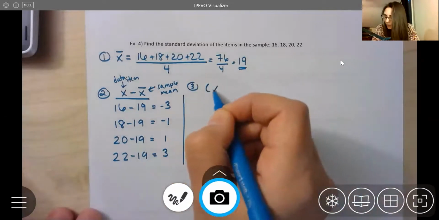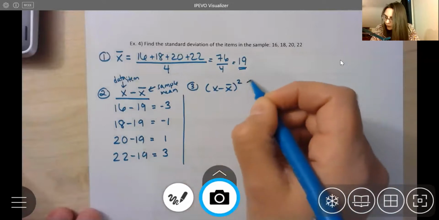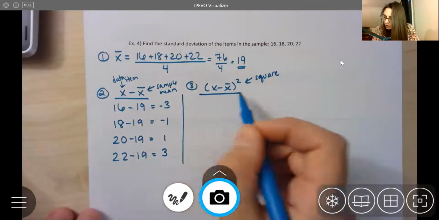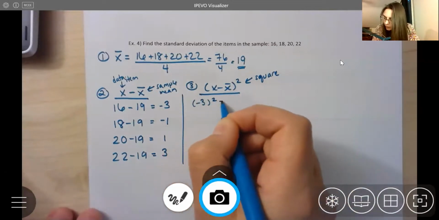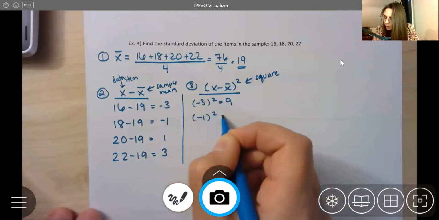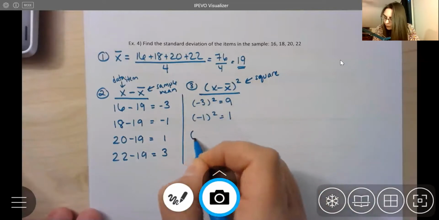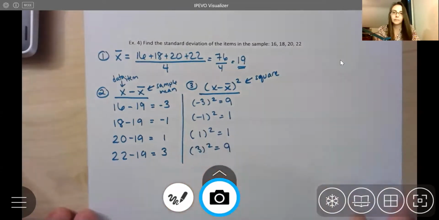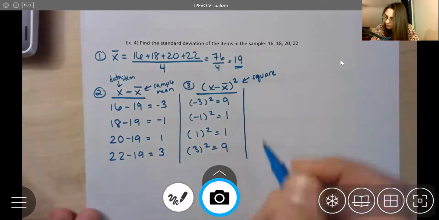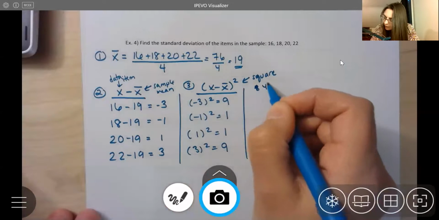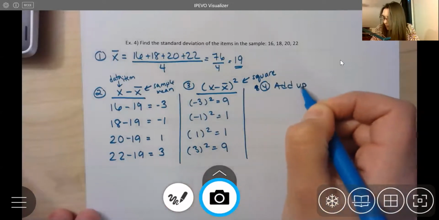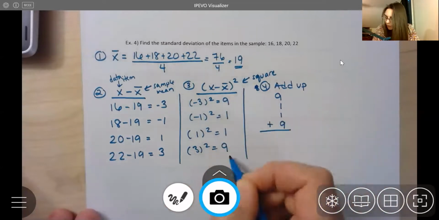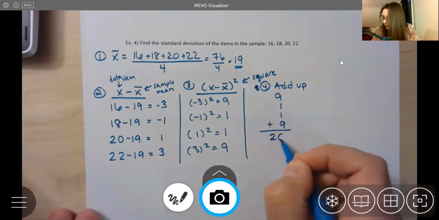My third step is to take what I already have and square it. So now we're going to go ahead and square the deviations from here. So I have -3 squared, which is +9, -1 squared, which is +1, 1 squared, which is also 1, and then 3 squared, which is 9. My fourth step is to add everything up. So I'm going to add the 9, the 1, the 1, and the 9 from the previous column. And what you're going to see here is the value of 20.